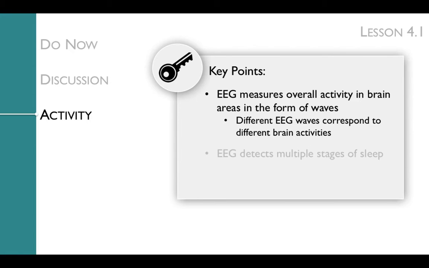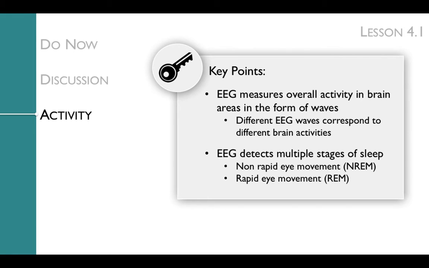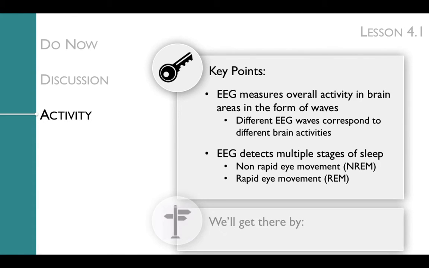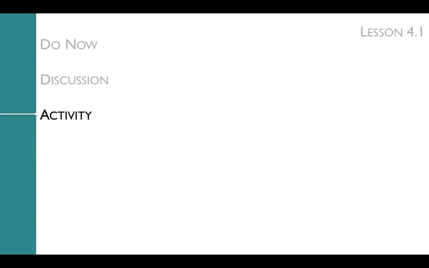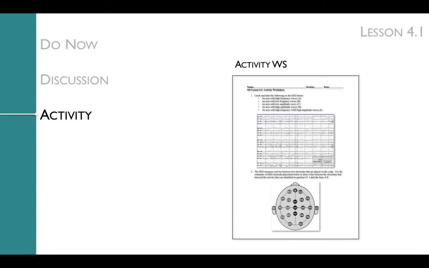Additionally, to show that the EEG detects multiple stages of sleep: non-rapid eye movement or NREM sleep, and rapid eye movement or REM sleep. We'll get to these key points by analyzing EEGs. For the activity, you'll give each student a copy of the EEG worksheet and have them work with a partner to complete it.